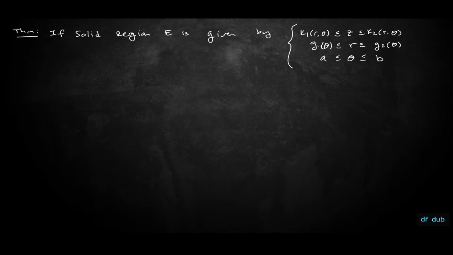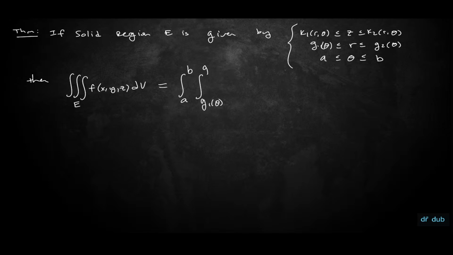So if those are your bounds, then the triple integral over the solid region E, f of x, y, z dv can be represented in cylindrical coordinates as integral a to b for theta, integral g1 of theta to g2 of theta, integral k1 of r theta to k2 of r theta, f of r theta z, so basically substituting in r and theta such that x is r cosine theta, y is r sine theta, and then the dv is going to become r dz dr d theta.